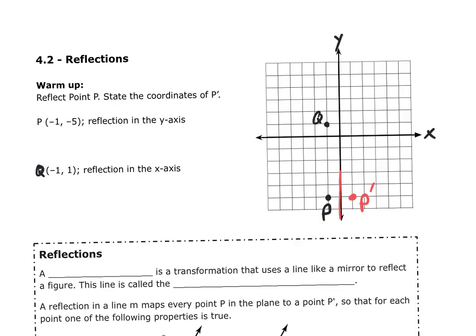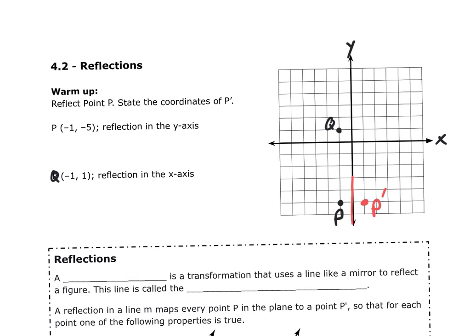For the other one, Q, we are reflecting it in the x-axis. Okay, when I reflect it in the x-axis, I'm just drawing the line in here so we can see where Q is in relationship to the x-axis. Right now, we can see that Q is 1 above, so when I flip it over, it's going to be 1 below. And I would call that Q prime. Okay? So we're saying how far is it away from that line, and then I'm moving it the same number of units in the other direction.